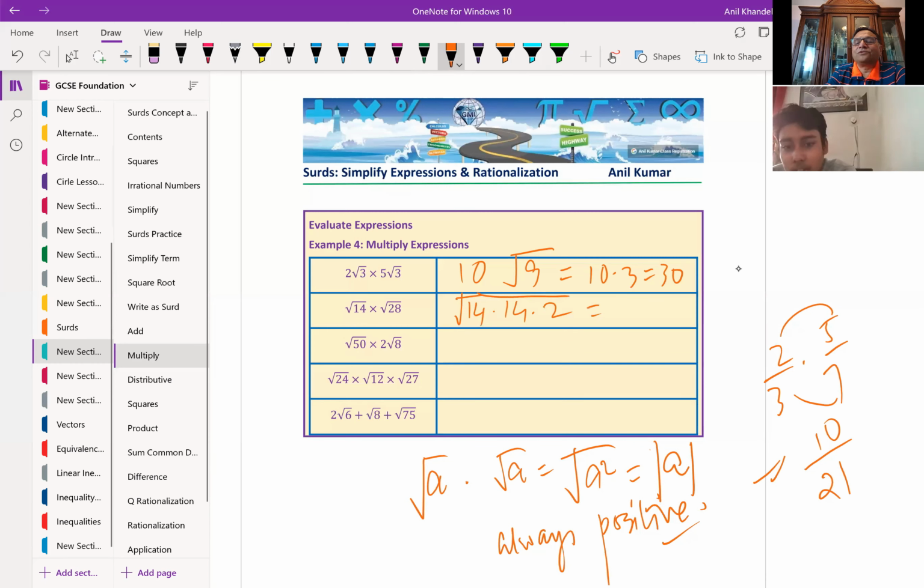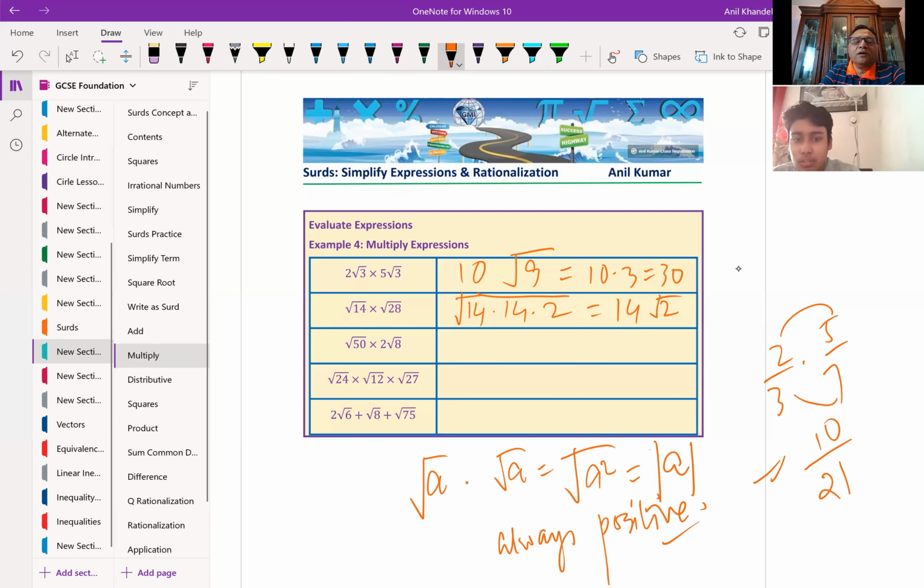Now we have 14 square root 2. Do you see? Sometimes we could do it like this, because 28 has a 14 factor. 14 will give 14 squared, and we can now take it out. So that is also a technique to simplify. Is that clear? Yes, sir.